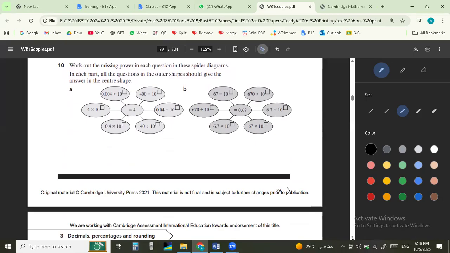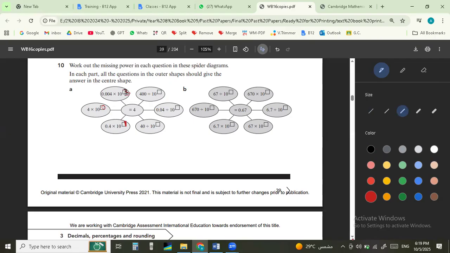Here, multiplying 0.04 by 10 to the power of what gives you 4? You're going to find I need 1, 2, 3 digits to the right. So it is to the power of 3. Let's make it red. All right. Here, 4 times 10 to the power of what is 4? 4 times 10 to the power of 0. Here, times 10 to the power of 1 is going to move it 1 digit to the left.